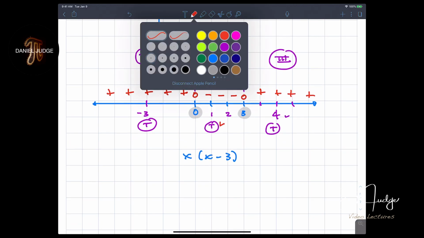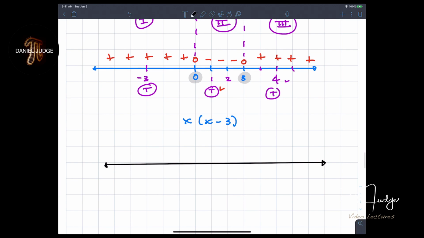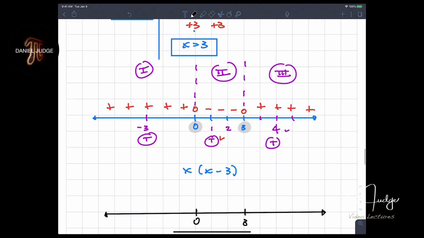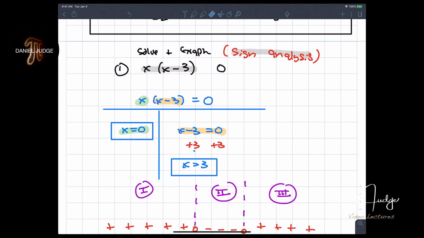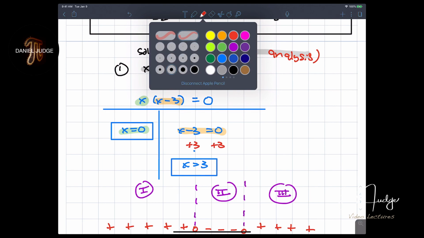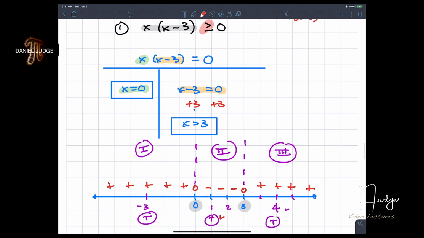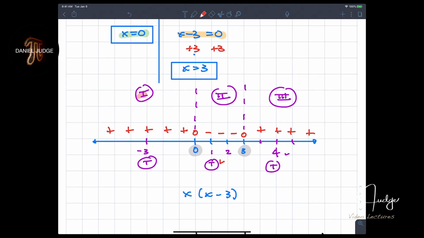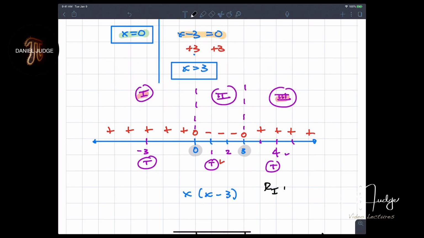Now you say, what do I do next? Next, we're ready for the answer. We have to understand what that question is. So I'm going to go back here and put my 0 and my 3. They want to know where this product is greater than or equal to 0. Being greater than 0 means it's positive. So region 1 here is positive, region 3 is positive. So we have to describe region 1 union with region 3.